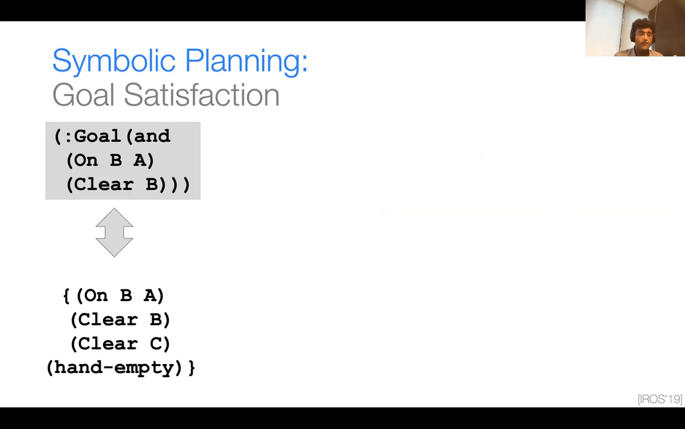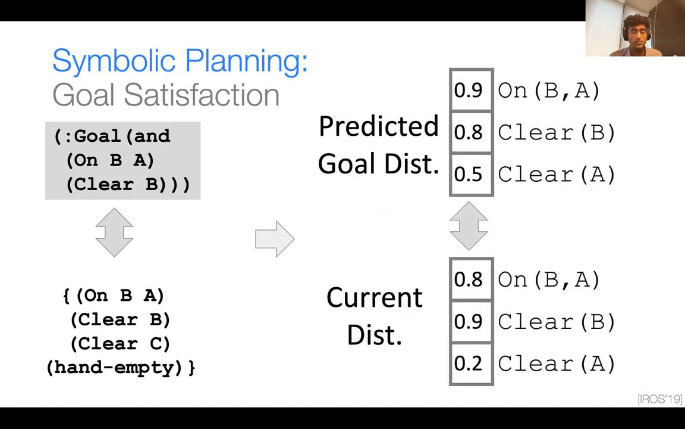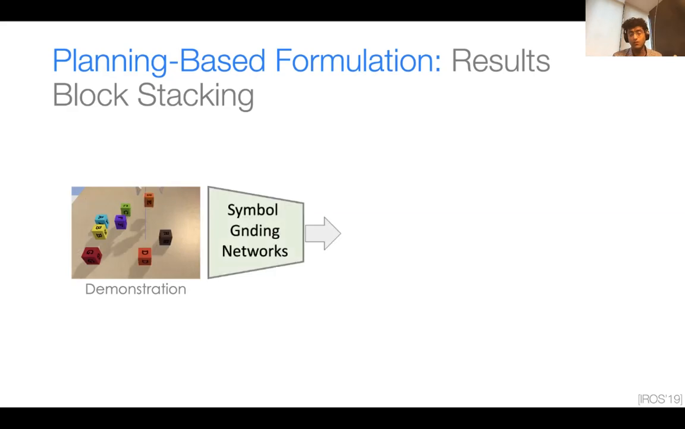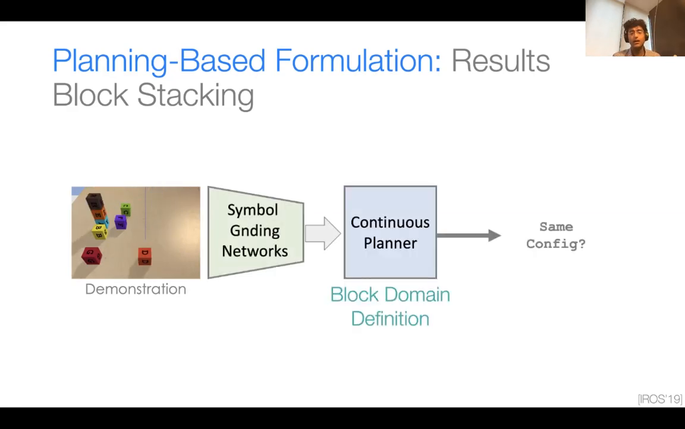And then when we need to do comparison for state satisfaction or goal satisfaction, we can directly do comparisons of this state representation in embedding spaces. So this now gives us a planner which we can operate with. So let's talk about how we can apply this planner to a real setting. We can take this demonstration, pass it through a grounding network, and now we want to achieve the same configuration as the demonstration achieves.